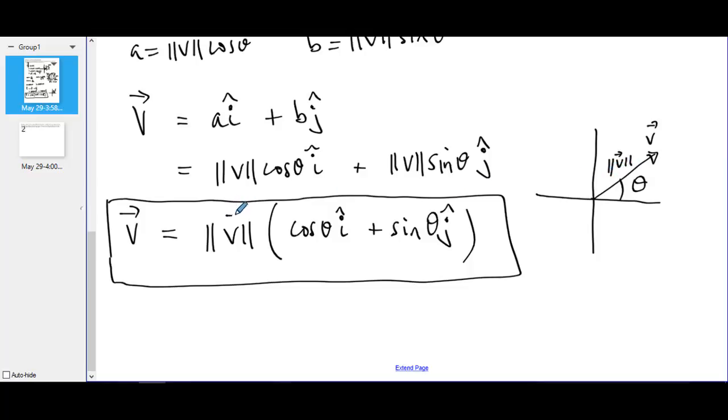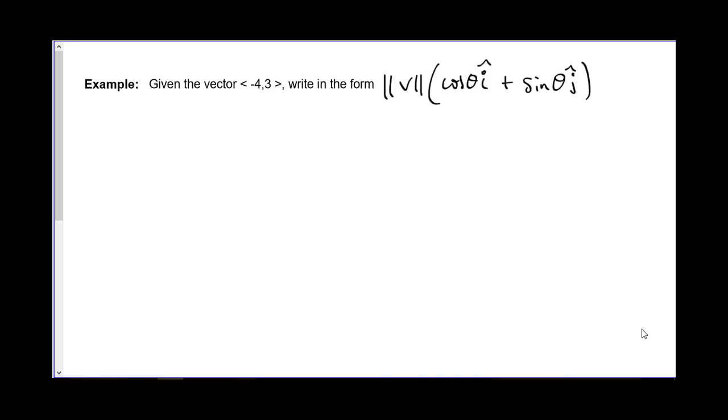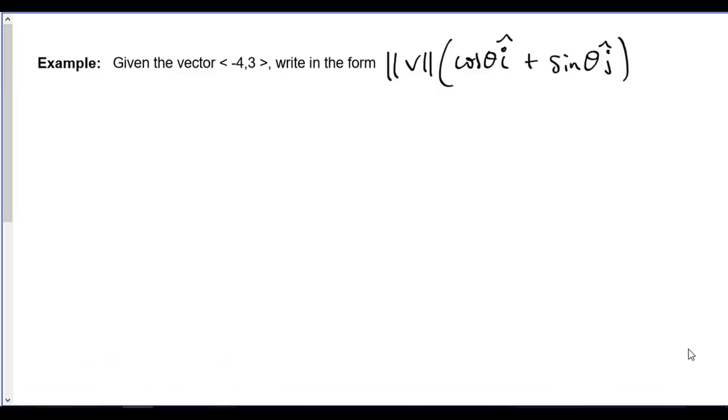You see, I didn't do it in these other places because it's my habit not to do that if I recognize that it's a vector because I have indicated magnitude. Okay, so let's look at an example. Given the vector -4, 3, write in the form magnitude v cos theta i plus sine theta j.